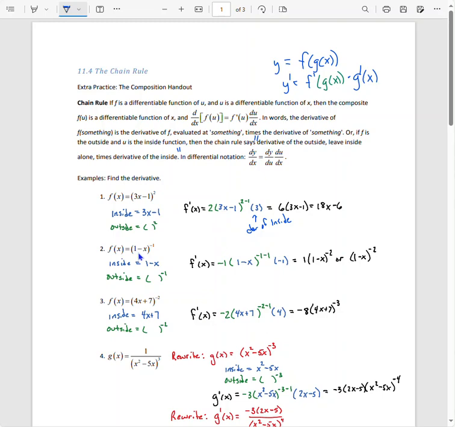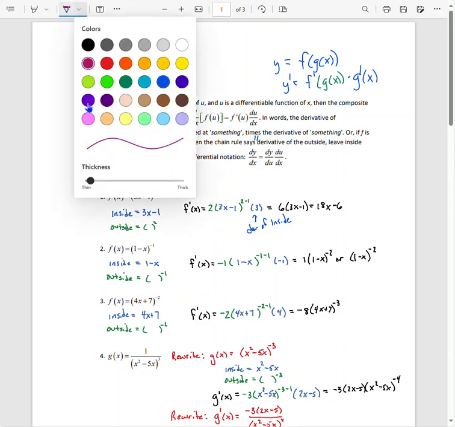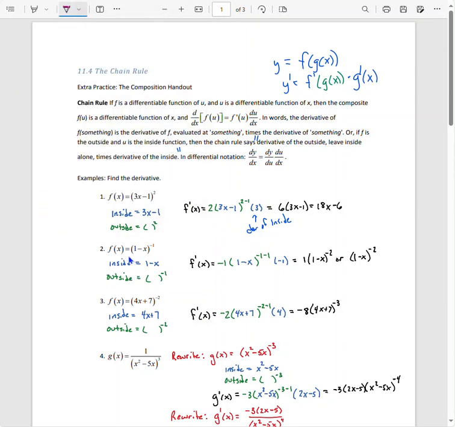All right, let's do it again. I'm going to change my marker color here real quick. f of x is 1 minus x to the negative 1. Inside of the parentheses, inside of a radical, inside of a denominator, there's a lot going on, right? There's a lot of different places we could think of as inside. Inside is 1 minus x. What is it inside of? It's inside of to the power of negative 1.